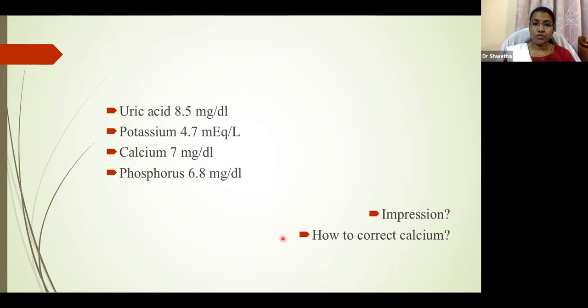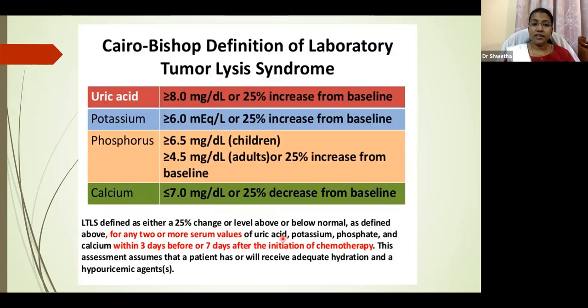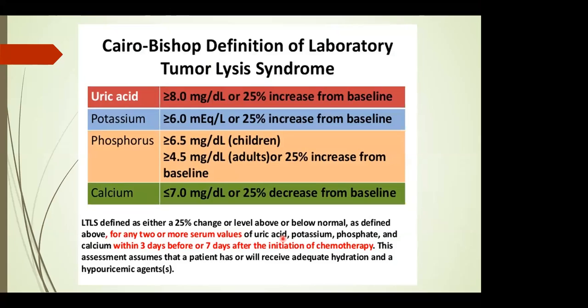Before we go into the calcium correction, I'd like to show you a slide regarding the Cairo-Bishop definition for laboratory tumor lysis syndrome. Mainly 4 parameters are looked at here: the uric acid, potassium, phosphorus, and calcium. So if the uric acid level is more than 8, or the potassium level is more than 6, phosphorus more than 6.5, and a calcium of less than 7 in the baseline, or as we can see in the latter end of the slide, a 25% change from the baseline.